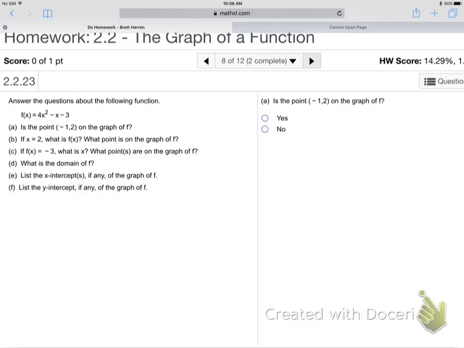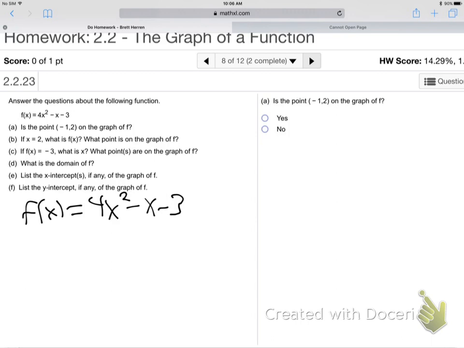No, not graph it. Just a bunch of questions about the graph without ever seeing the graph. So they're giving me that function, f of x equals 4x squared minus x minus 3. Now they're kind of shifting gears. There's no picture. We're never going to see the picture, but they're going to ask me a bunch of questions about the picture.